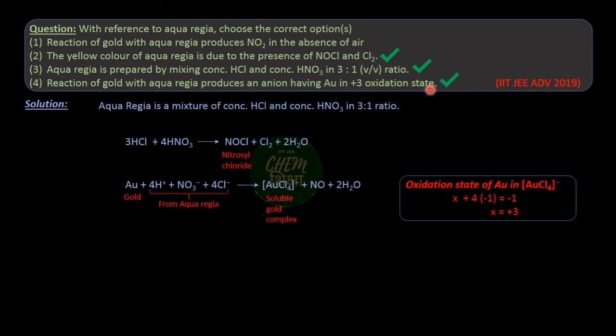oxidation state, is correct. Now, option 1 states that the reaction of gold with aqua regia produces NO2 in the absence of air. But here we have seen that in the reaction, the product formed is NO, not NO2. Though in the presence of air, NO can oxidize to NO2, in the absence of air, there is no chance of production of NO2. Hence, option 1 is incorrect. Thank you.